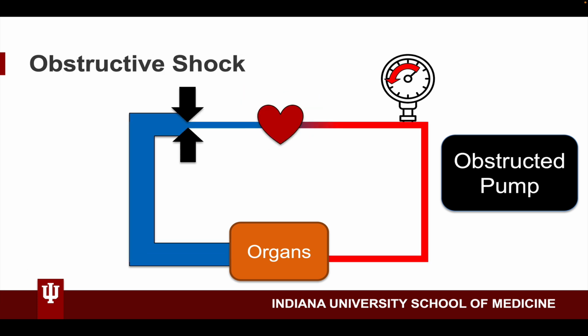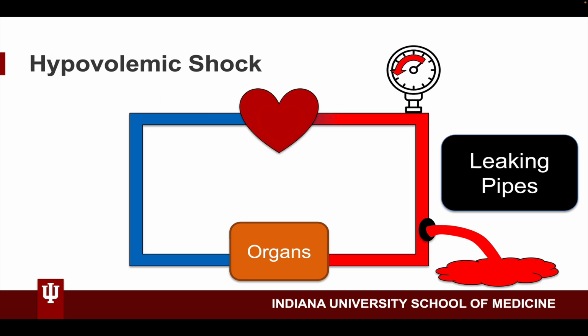Next, we have obstructive shock. In obstructive shock, the heart's working, but it's not receiving enough blood because there's obstruction somewhere on the way to the heart. Third, we have hypovolemic shock. In hypovolemic shock, the heart's pumping well, but the pipes are leaking. This can be due to hemorrhage or from diarrhea or vomiting.